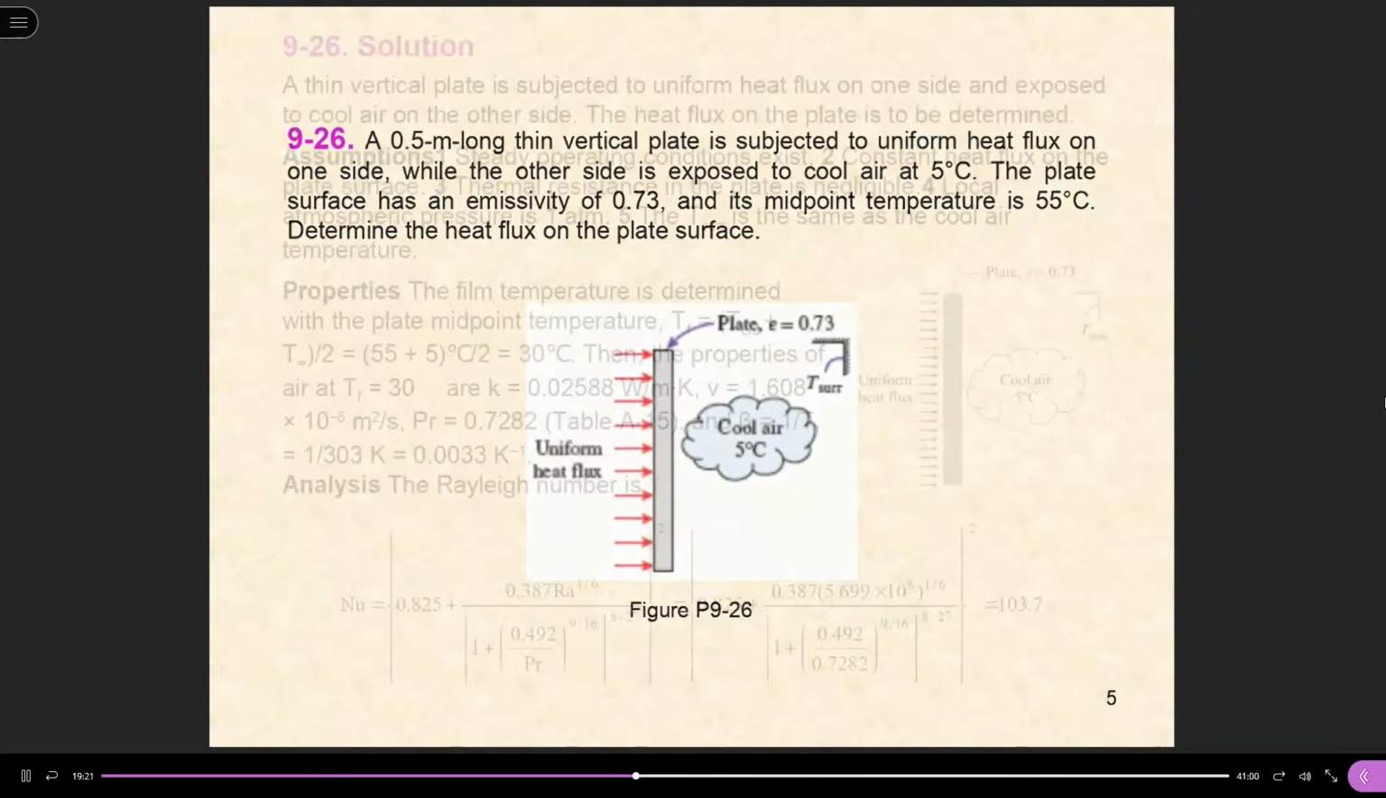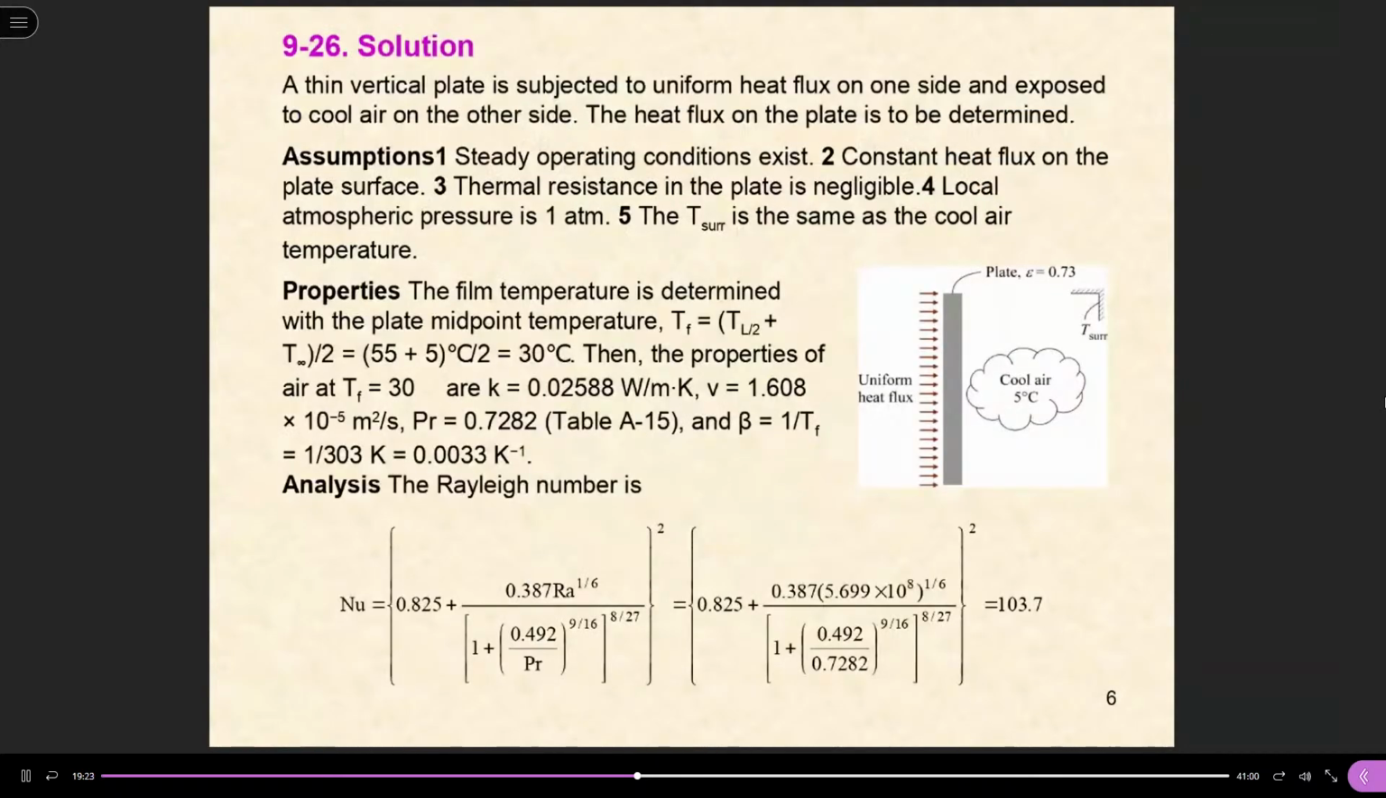Let's see how you can do it. First, because you know this surface temperature, you should first find the conductivity of the air and the Prandtl number, also the expansion coefficient, so that you can calculate your Rayleigh number first. The data is missing here, but that's the Rayleigh number you calculated.